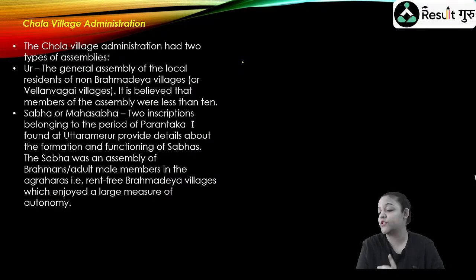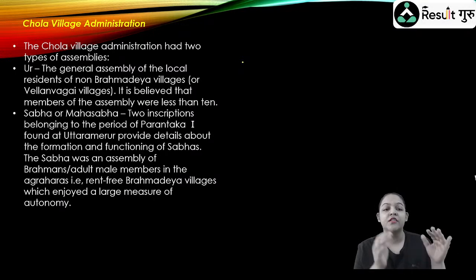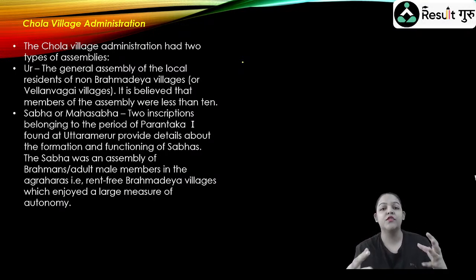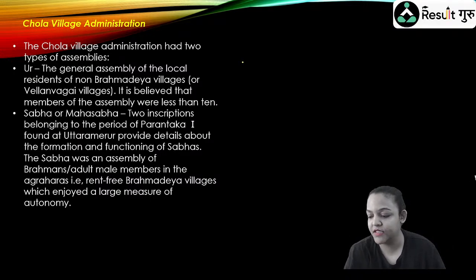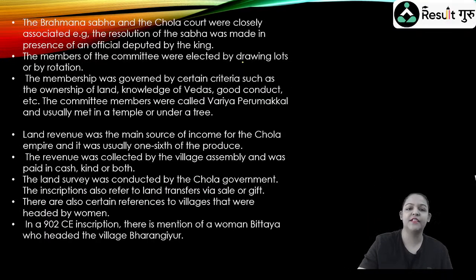You can't collect taxes from there, you can't control that land, nothing is then in your control, it is completely being given away. So the Sabha or the Mahasabha, which was the assembly of the Brahmadaya villages, had a good level of autonomy over these lands. Okay? Alright, let's move ahead.